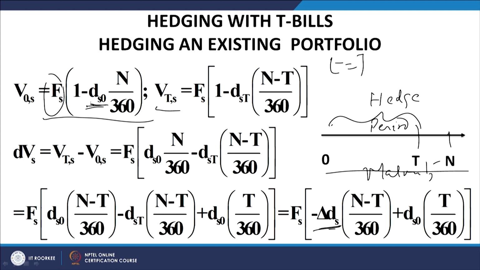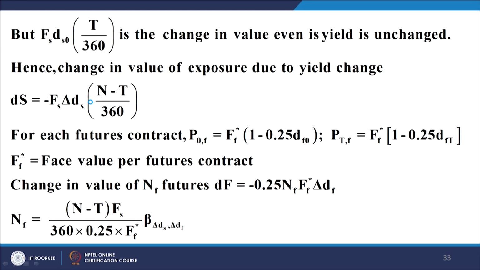If the original yield did not change, even then this change in value would have occurred, because this change is due to the time value of money at the constant rate. Hence, we are not worried about this particular term. What we want to hedge is this particular term, which arises due to a change in the interest rate, a change in the yields. Now, for the futures, as you know, futures can be written in this form.